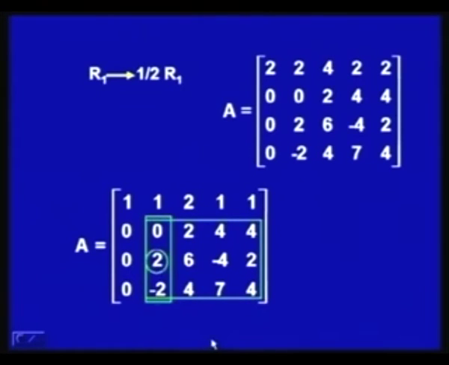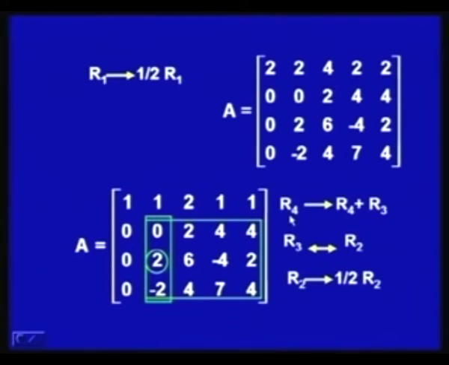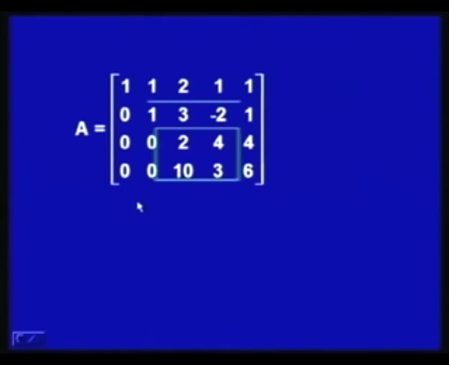We apply a transformation, R4 is R4 plus R3, that will make this 0. R3 and R2 are interchanged, so these two are interchanged, then this 2 will come here, then R2 is half of R2, so that this will become 1. If we apply these series of operations, we will have a matrix as this. This becomes 1 and these two will become 0.